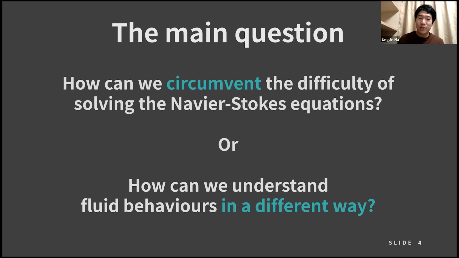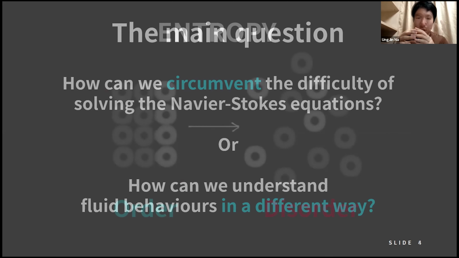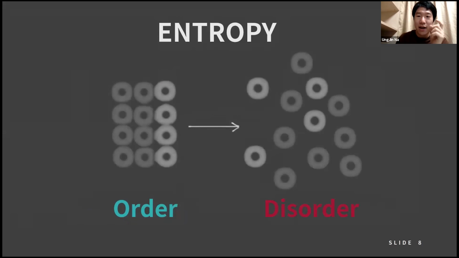So the main question is going to be, how can we circumvent the difficulty of solving the Navier-Stokes equations? The Navier-Stokes equations are designed to represent fluid behavior. I clearly know that entropy is a measure for order and disorder of the system. This is interesting because if the whole system is made of continuous material, then there's no order or disorder.